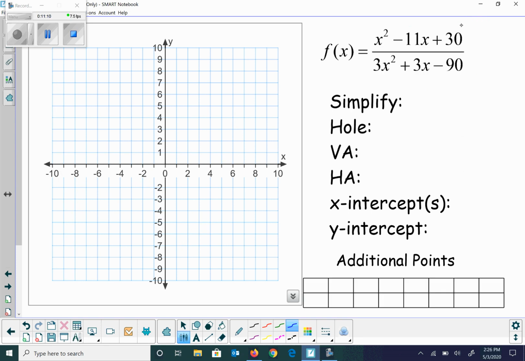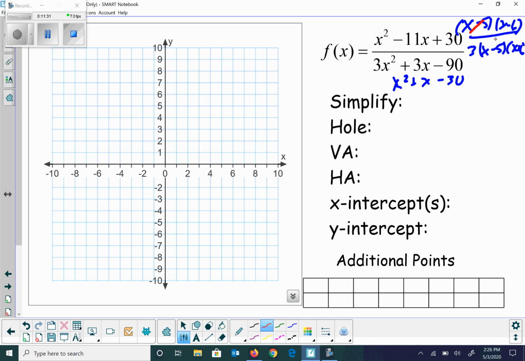Okay, next problem. Let's factor at the top. I'm going to get x minus 5 and x minus 6. Bottom, I could factor 3 out, and I have x squared plus x minus 30, so that's going to give me an x minus 5 and an x plus 6.